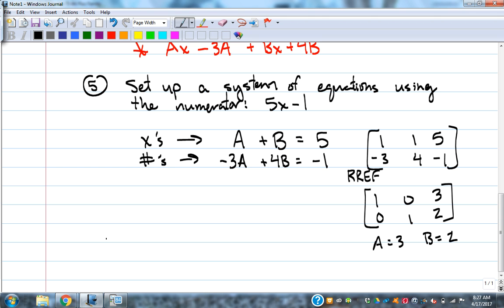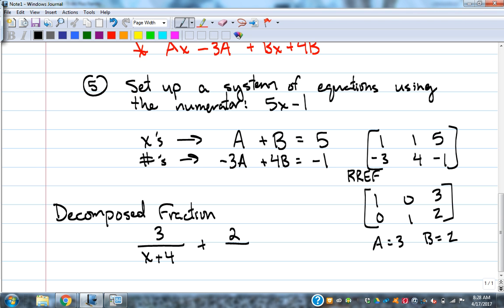And then you just go back and the final answer is the decomposed fraction: A was 3, so 3 over x plus 4 plus 2 over x minus 3. That's just going back to your decomposition template and filling in A and B. So by setting up this matrix, we can solve for what A and B are in the decomposed fraction.